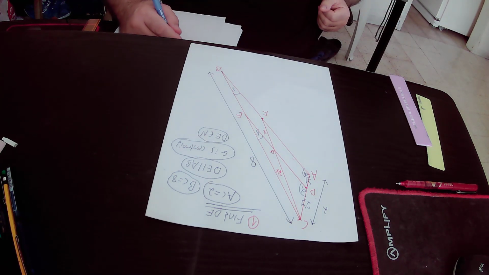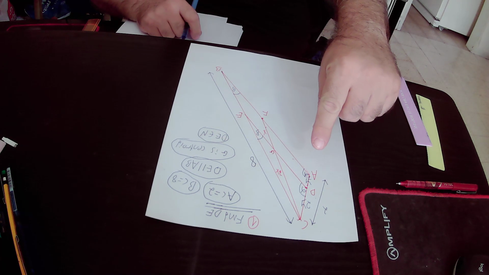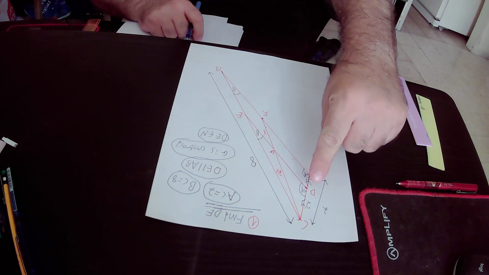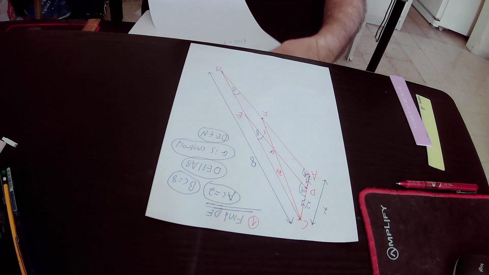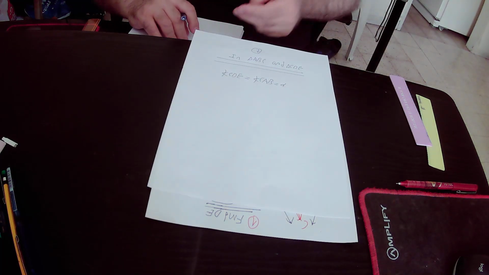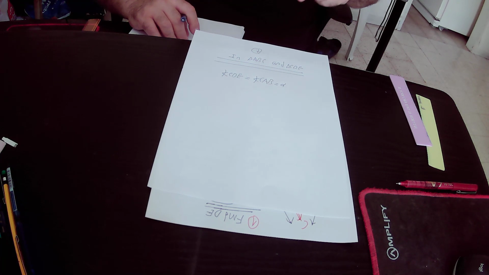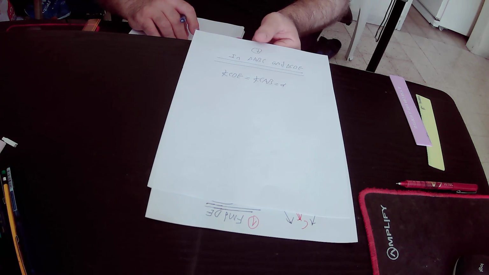So I will write it down. Angle CDE is equal to angle CAB, and they are both equal to alpha, as you can see from the drawing. Those two angles are equal to each other and they are both equal to alpha. So angle CDE on triangle CDE is equal to angle CAB on triangle ABC, and they are both equal to alpha.